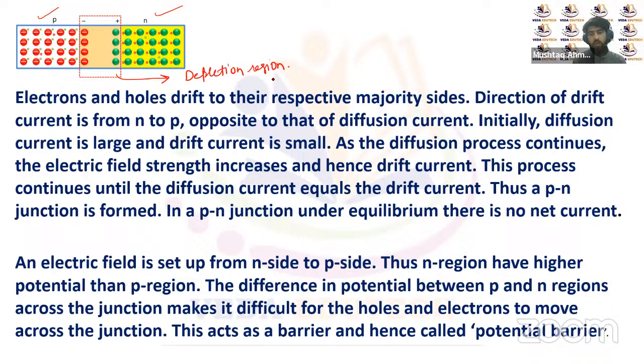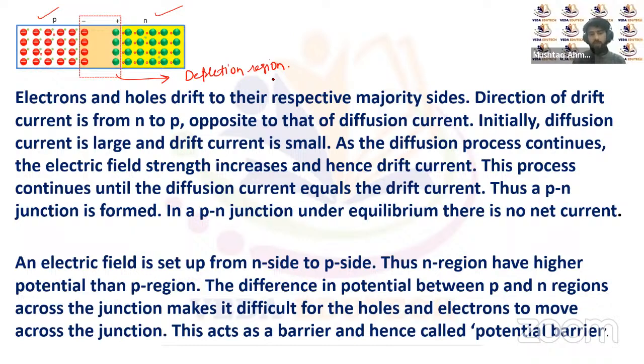And now, once this process stops, the current stops because the current due to the majority carriers becomes equal to the current due to the minority carriers. At this equilibrium stage in the PN junction, there is no current, and we say a junction is formed. That's what we call the p-n junction diode.